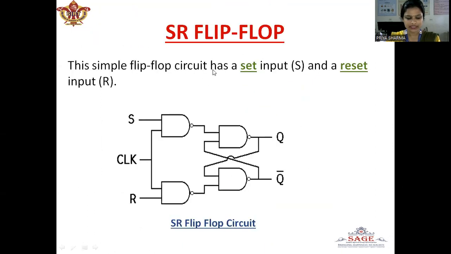Let's start with the SR flip-flop. This is the most common flip-flop among all. This simple flip-flop circuit has a set input S, a reset input R, and a clock. In this system, when you set S as active, the output Q will be high and Q bar would be low. Once the outputs are established, the state of the circuit is maintained until the S or the R goes high or the power is turned off.